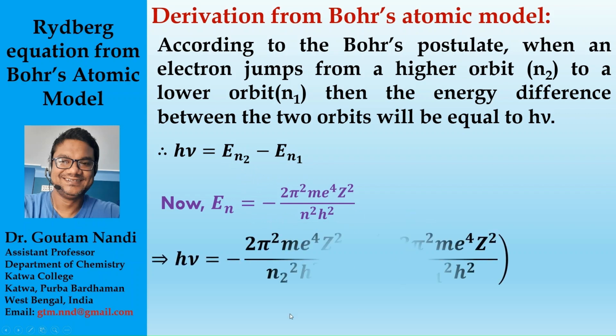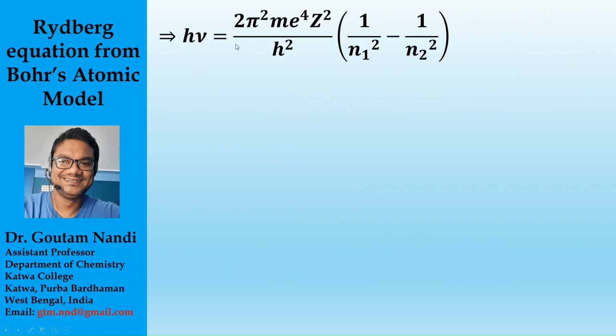Then what will come? hν = −2π²me⁴Z²/n2²h² for En2, and the corresponding term for En1. Now you see here that 2π²me⁴Z²/h² is the common term. So the expression becomes hν = 2π²me⁴Z²/h² × (1/n1² − 1/n2²).